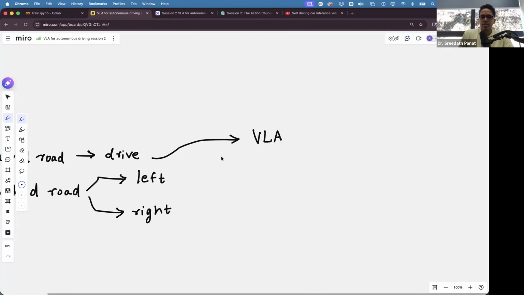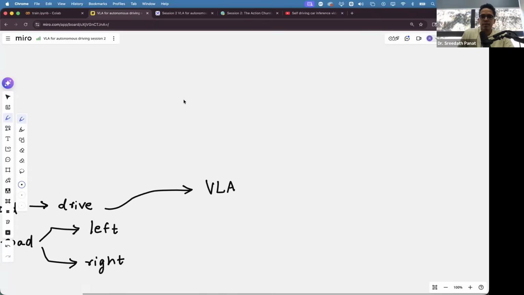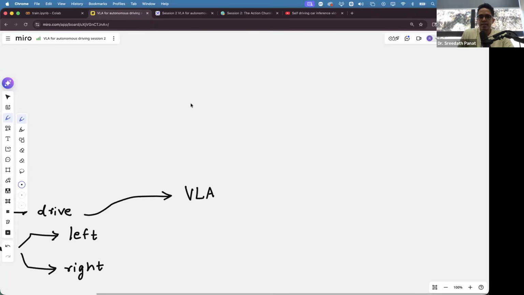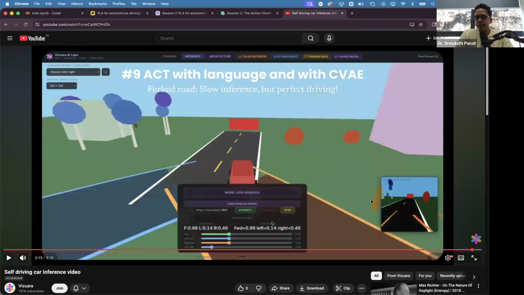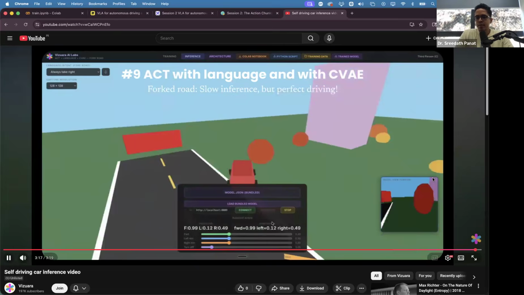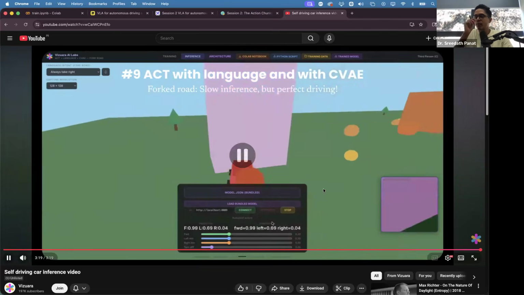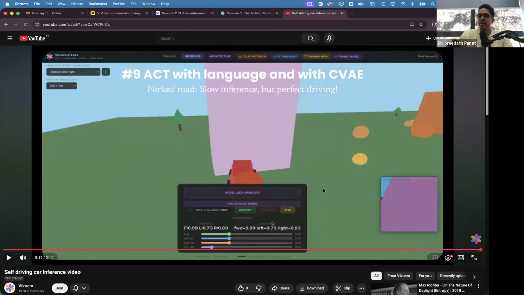So somehow the vision, and what is the vision? Vision is simply the pixels corresponding to what the car is seeing. So for example, this little inset, what you see here, is the vision part. It's a 128 by 128 pixel input, which we can feed into the neural network. It's as if this is what the car will see if you are sitting inside the car.